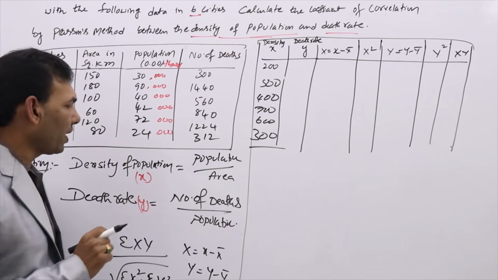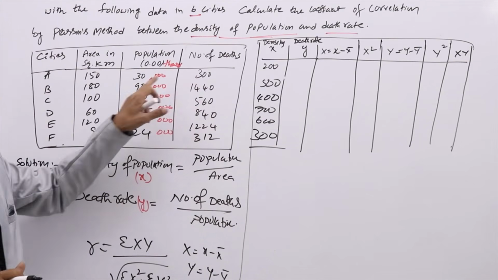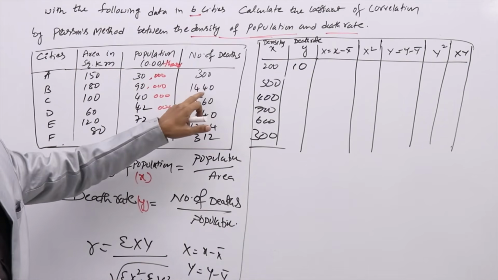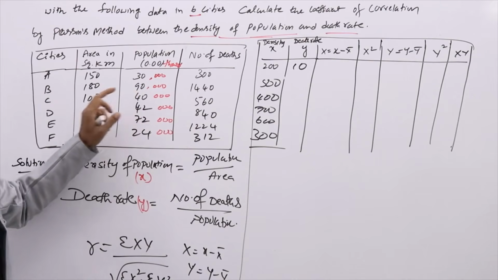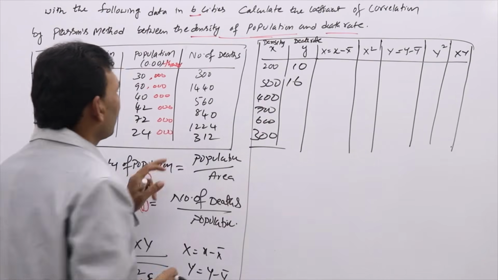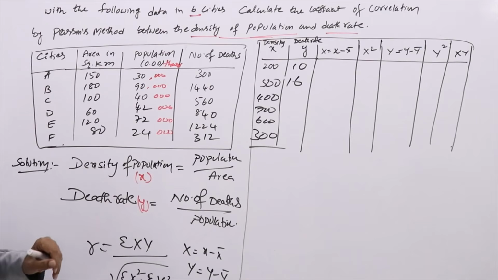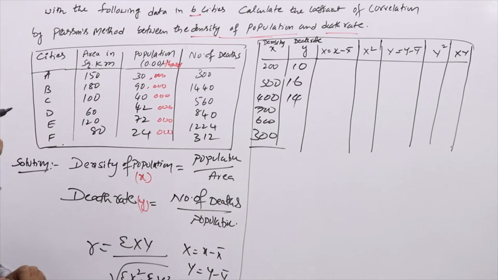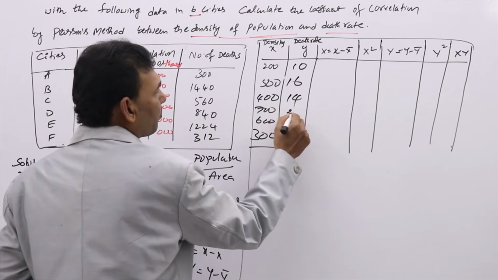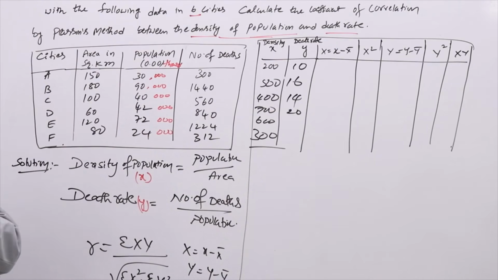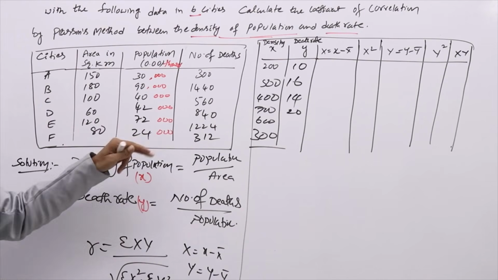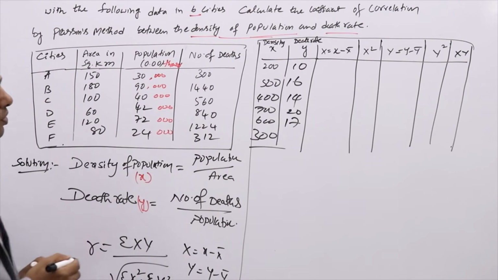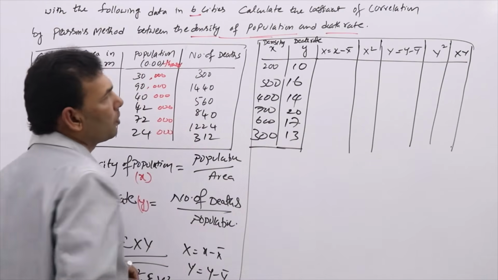Next, coming to small y values. Number of deaths by population. 300 by 30, 10. 1440 by 90, you need to do 16. 560 by 40, you need to do 14. 840 by 42, 20. Next, 1224 by 72,000, you will get 17. 312 by 24, 13. Now subtract.